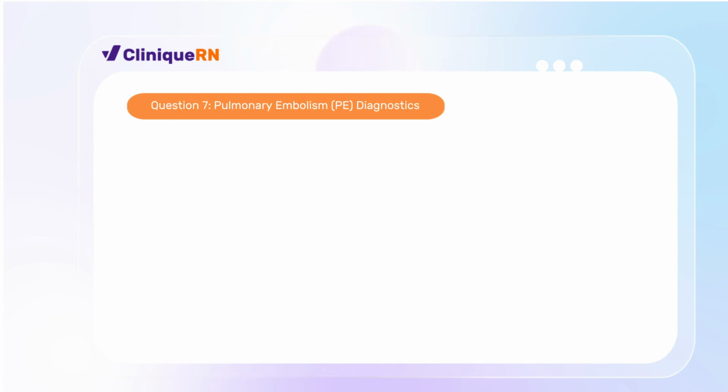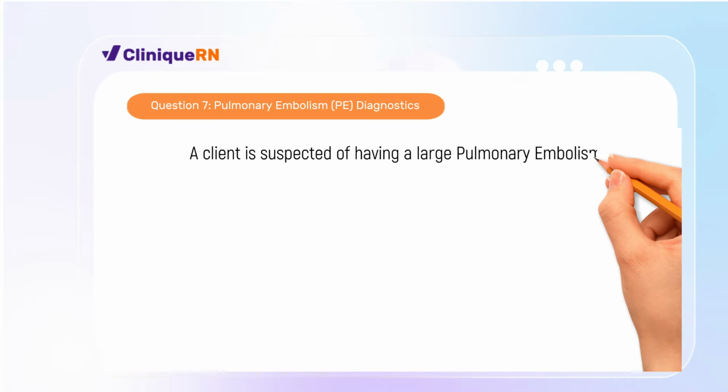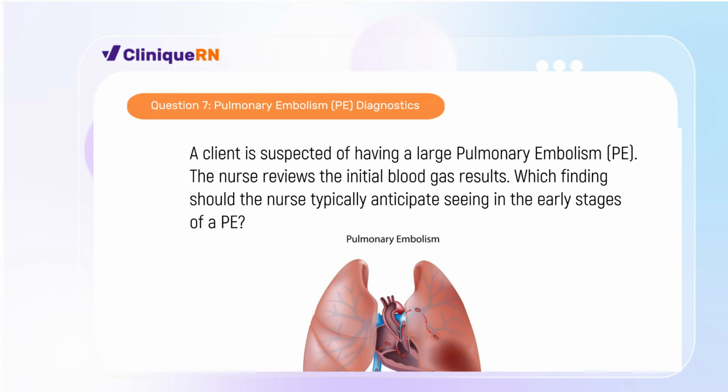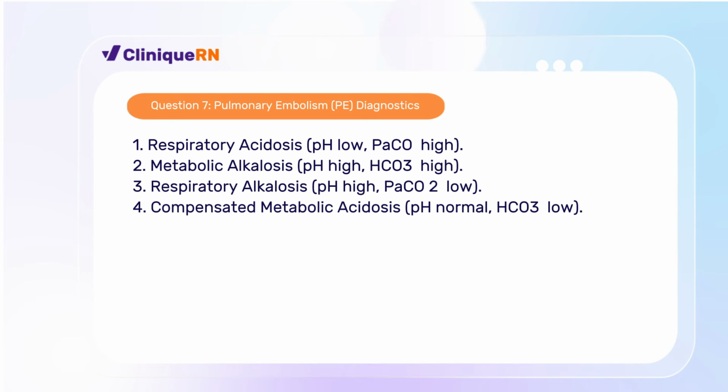Question 7. Pulmonary embolism, PE, diagnostics. A client is suspected of having a large pulmonary embolism, PE. The nurse reviews the initial blood gas results. Which findings should the nurse typically anticipate seeing in the early stages of a PE? 1. Respiratory acidosis, pH low, PaCO2 high. 2. Metabolic alkalosis, pH high, HCO3 high. 3. Respiratory alkalosis, pH high, PaCO2 low. 4. Compensated metabolic acidosis, pH normal, HCO3 low.